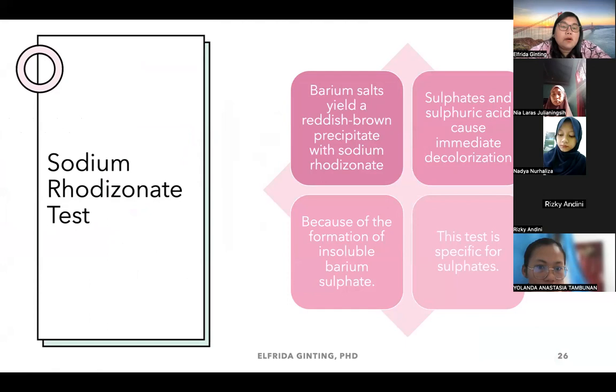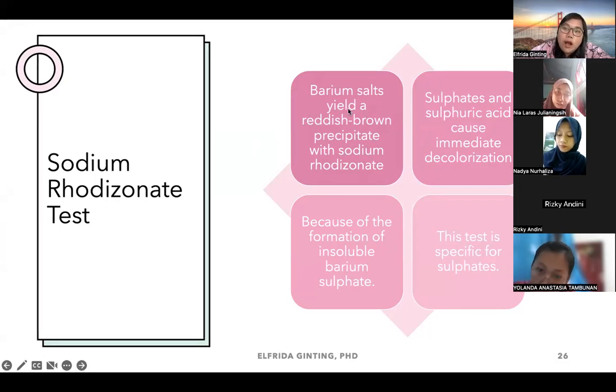Now, the sodium rhodizonate test. When you have a barium salt, you mix it with sodium rhodizonate and it will form a reddish brown precipitate. And if you mix it with sulfate or sulfuric acid, suddenly the color will disappear, because sulfate and sulfuric acid will cause immediate decolorization.